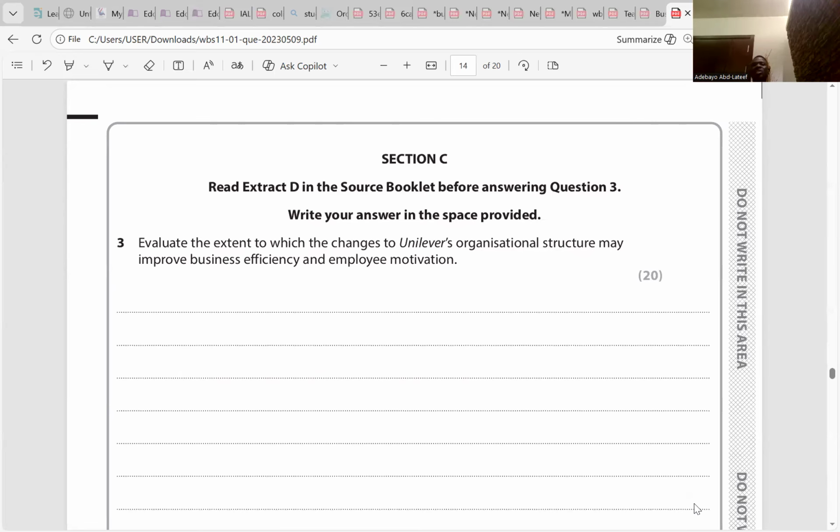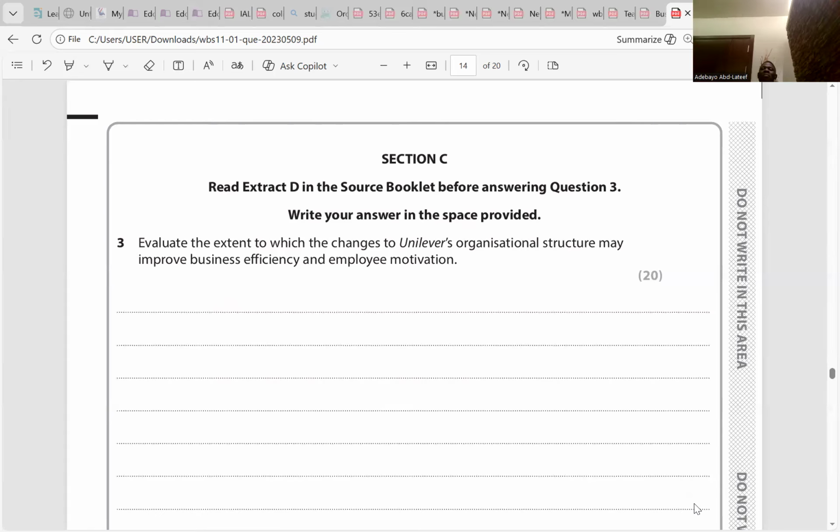But before we go into that, what is organizational structure? Organizational structure shows the roles, the responsibilities, the hierarchies within an organization. Are you with me, please? Yes. So we call it organizational structure because it shows the roles of employees, the responsibilities of employees, the hierarchies, the levels of decision-making within an organization.